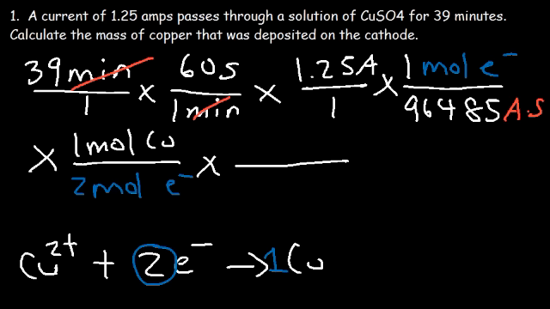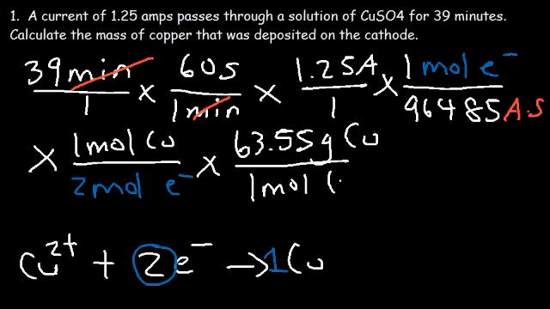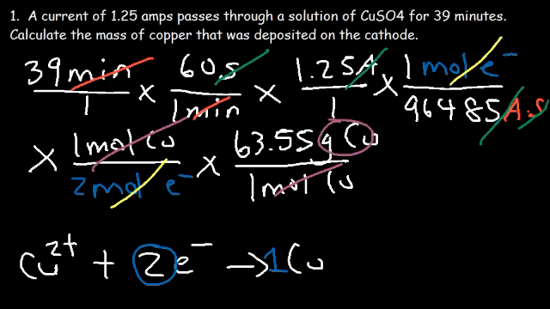So now the last thing we need to do is convert moles into grams. So we need to reference the periodic table. And the atomic mass of copper is 63.55. So which means that there are 63.55 grams of copper per 1 mole of copper atoms. So let's focus on the units now. We see that the units seconds cancel, and the units amps cancel as well. And moles of electrons cancel, and moles of copper cancel. So we're left with grams of copper.